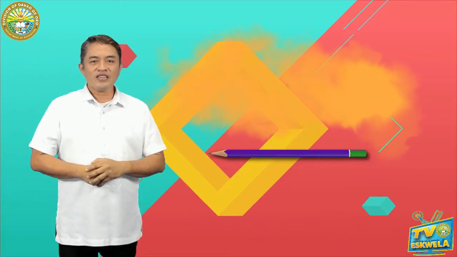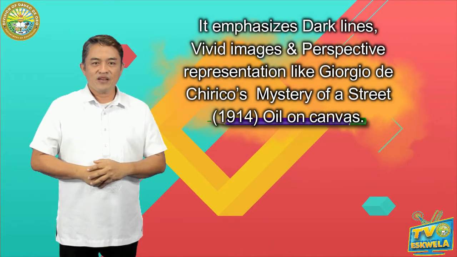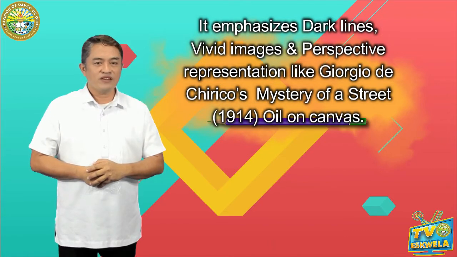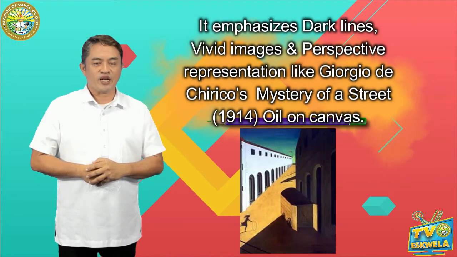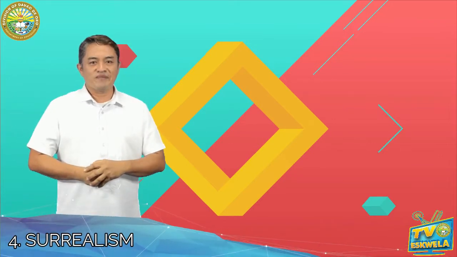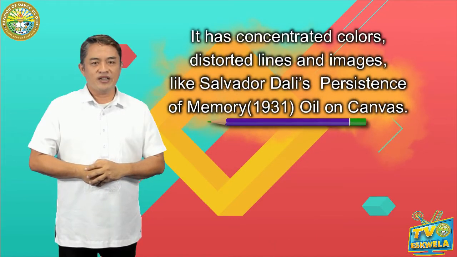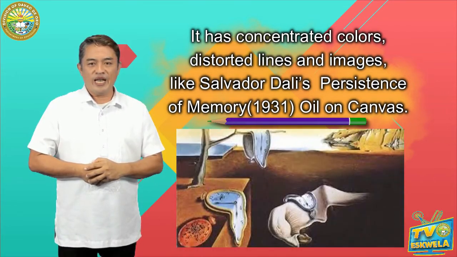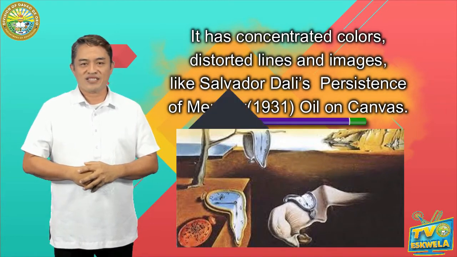Number 3, Dadaism. It emphasizes dark lines, vivid images, and perspective representation, like the work of Giorgio de Chirico's Mystery of a Street in 1914, oil on canvas. Number 4, Surrealism. It has concentrated colors, distorted lines, and images, like the painting made by Salvador Dali entitled Persistence of Memory in 1931, oil on canvas.